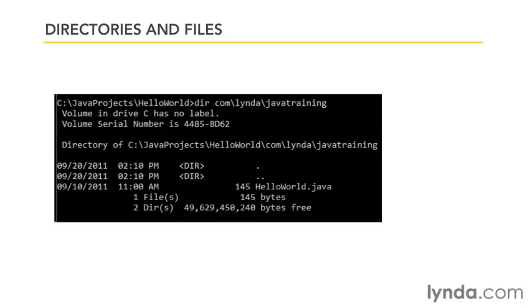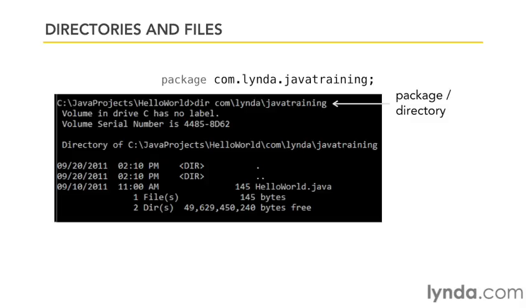So you create that source code file, and you place it somewhere in your project folder. Now in this case, I had declared a package named com.lynda.java training, and so I have to place the source code file in an equivalent subfolder structure. If Hello World is the name of my project folder, then com/lynda/java training is my package folder, matching the dot-separated package as declared in the source code.